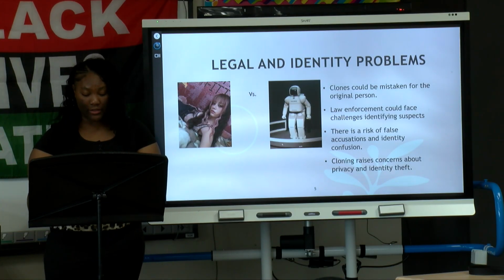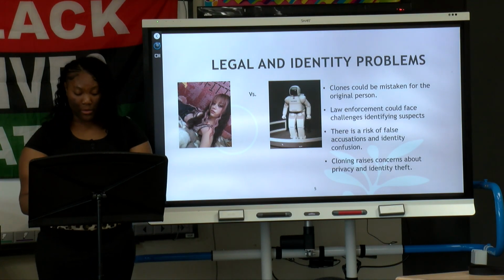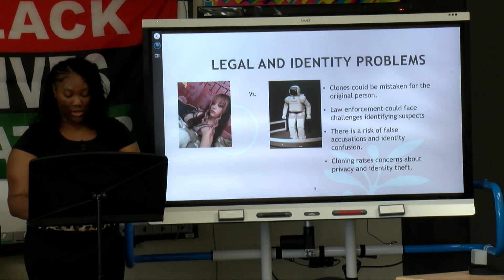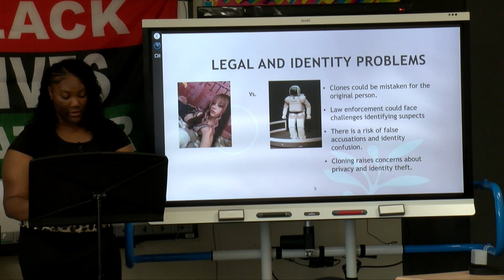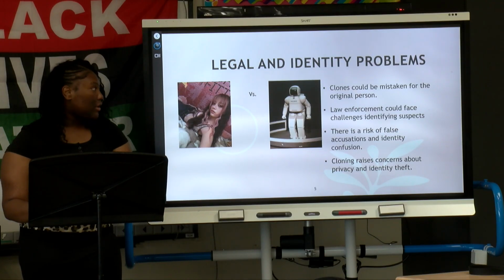Cloning people has legal implications. Since clones are a replica of human beings, one could be falsely accused of something they didn't do. Clones have their own personality. Many people believe if you clone someone, they will be exactly like the original. That simply isn't true.